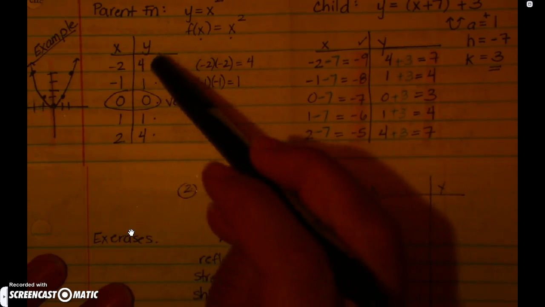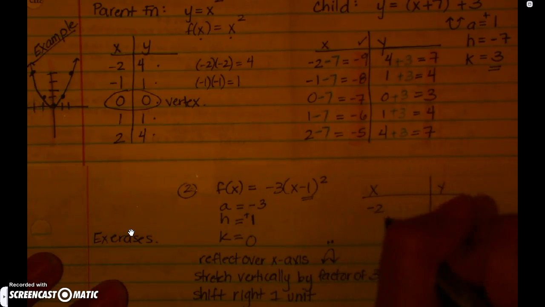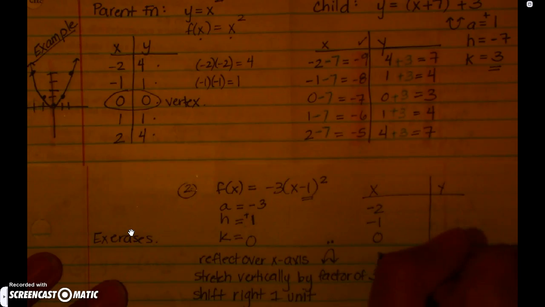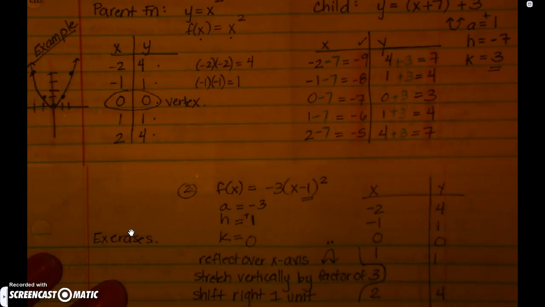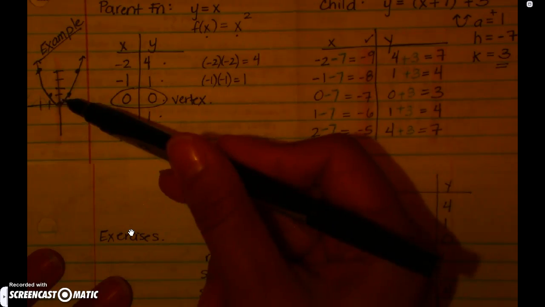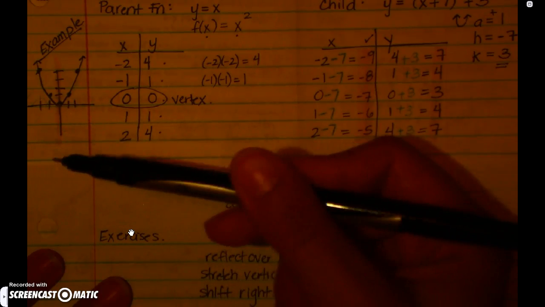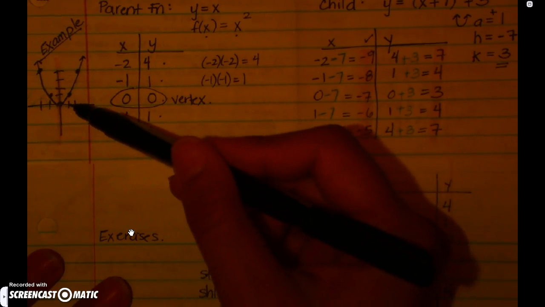If you look at your parent function, you always start with your parent function. Your parent function originally is negative 2, negative 1, 0, 1, and 2. The original y values are 4, 1, 0, 1, and 4. Okay, so I take my original graph and I'm going to reflect it over the x-axis, stretch it vertically by a factor of 3 so it's going to get skinnier than this one, and then I'm going to go to the right 1 unit.